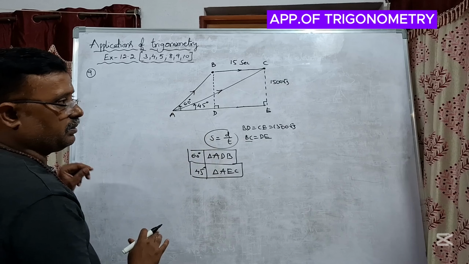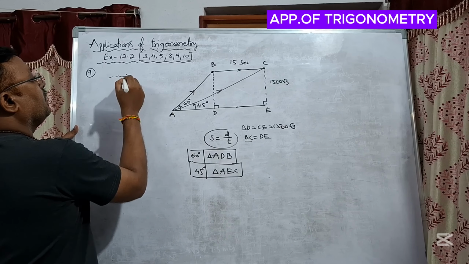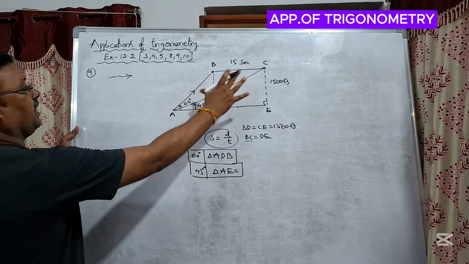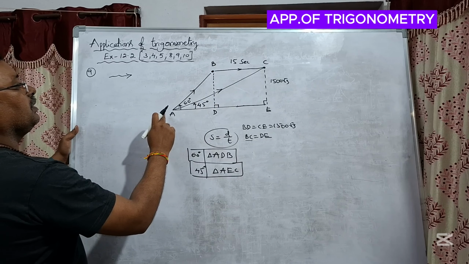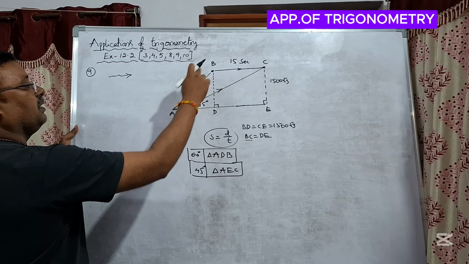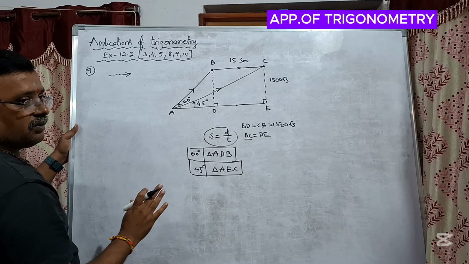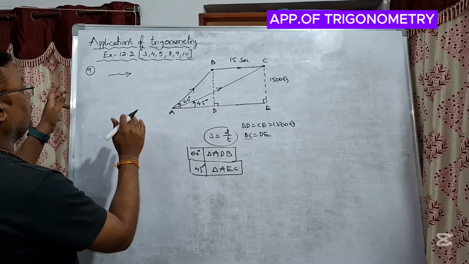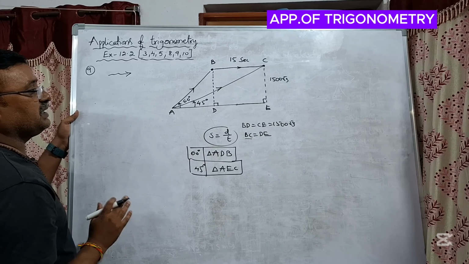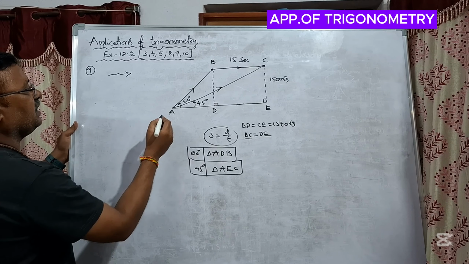Like in the previous problems, write the brief description regarding the total question. What is AB? What is AC? What is BD? What is CE? Okay, all that information is given. Now utilize the data. What is the data?